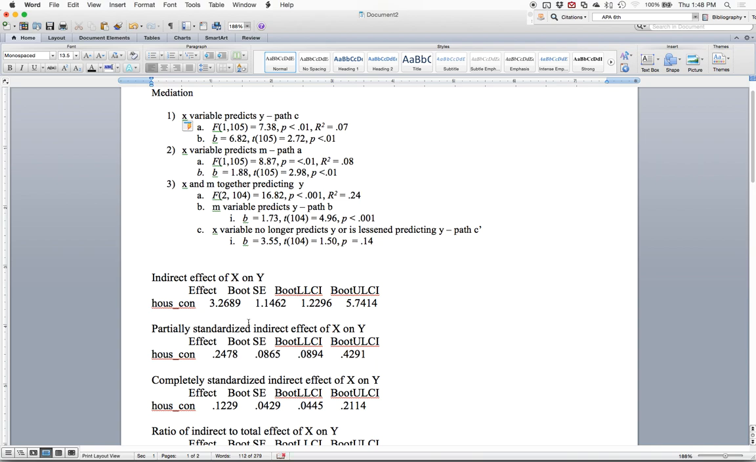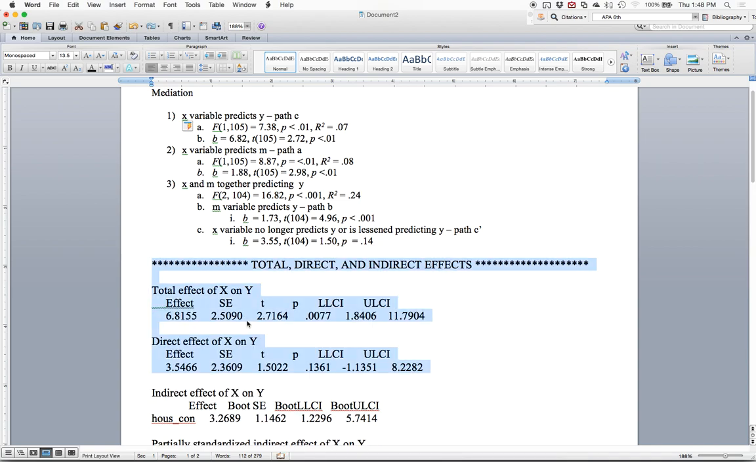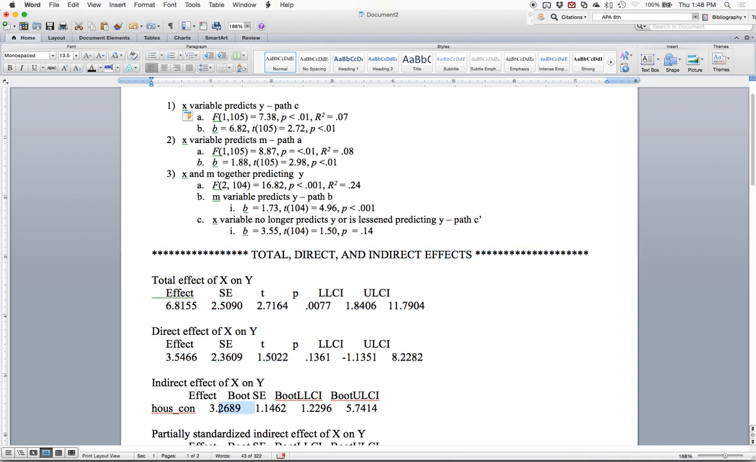And then this indirect effect is C, oops, sorry, I shouldn't have deleted that yet. This piece here is C minus C prime. So 6.82 minus 3.55. That's where this effect number is coming from. Okay. And you notice there's no statistical test out here because it's down at the bottom. But it does give you the bootstrapped confidence interval.